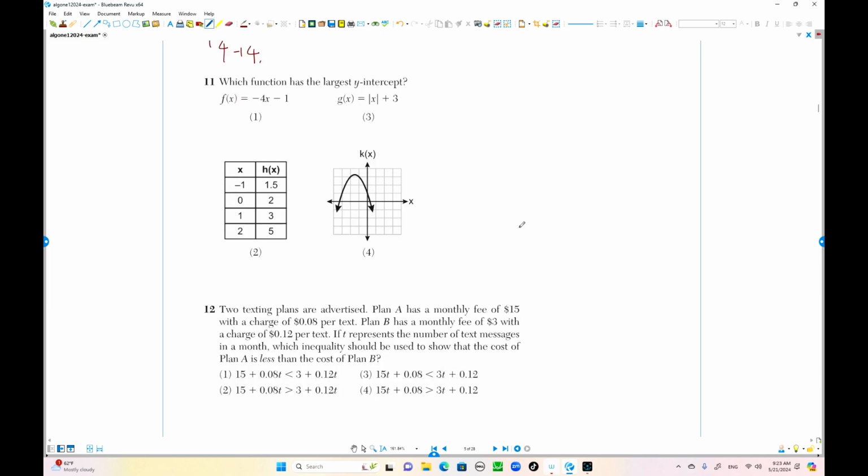Which one has the largest y-intercept? When x equals 0, the value of y is the largest. That is the y-intercept. That is 2. This is 1, 2, 3, a little more, right? No, this is the y, okay? Y-intercept. That is the vertex. This one is 1.